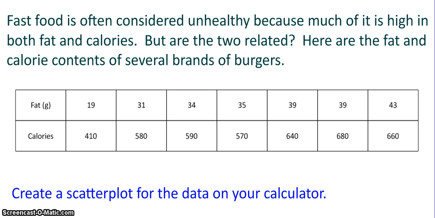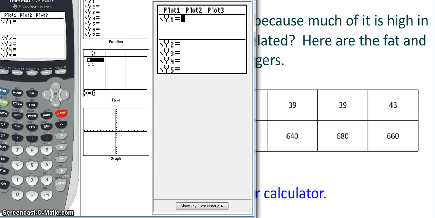Here are the fat and calorie contents for several brands of burgers. Here's the fat in grams. Here's the calories. So the first thing we want to do is create a scatter plot for the data on your calculator. There are calculator instructions in your unit packet, so I'm going to go through that now.